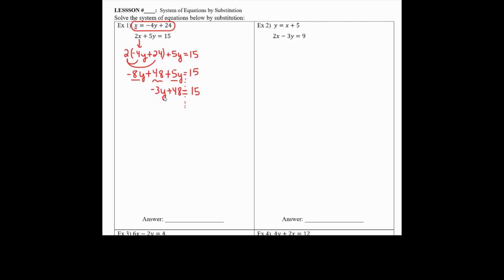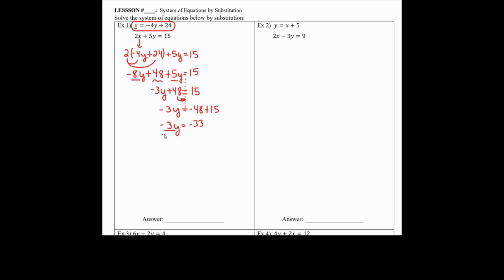Now, I need to get the y alone, so I'm going to send the 48 to the other side. So when you change sides, you change the sign of the number. So that means that 48 is going to become negative 48. The negative 3y, we're going to bring it down. And the 15, we're going to bring it down. Now we have negative 3 on this side. And negative 48 plus 15 is negative 33.